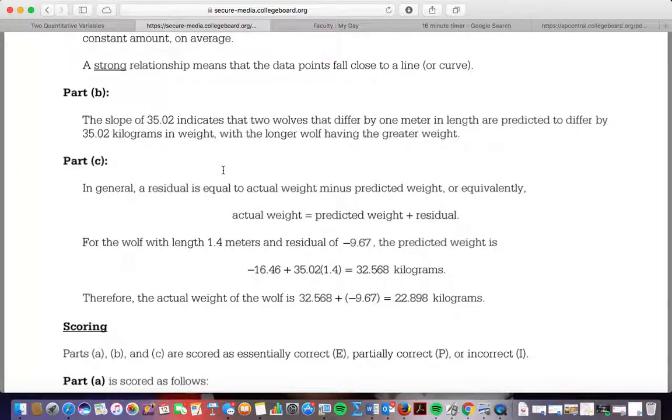In general, this is part C. A residual is equal to actual minus the predicted weight. Now, this is a different formula. If you use actual minus predicted, that's okay. For the wolf with length 1.4 meters, the residual should have been negative 9.67. The actual weight of the wolf would be 22, and this is just showing the work right here. But that residual would be negative 9.67.